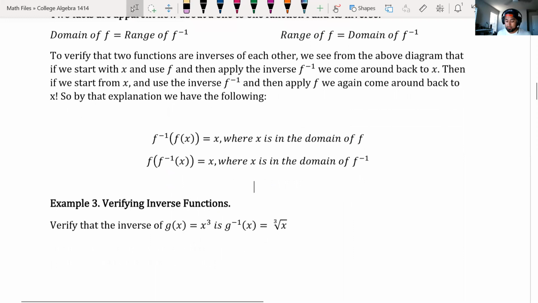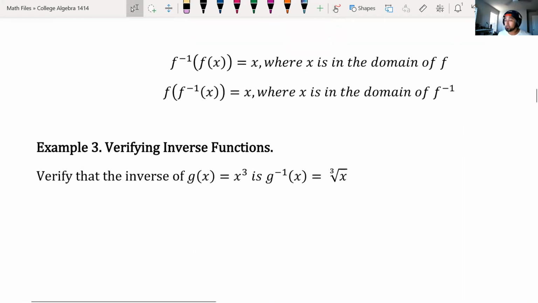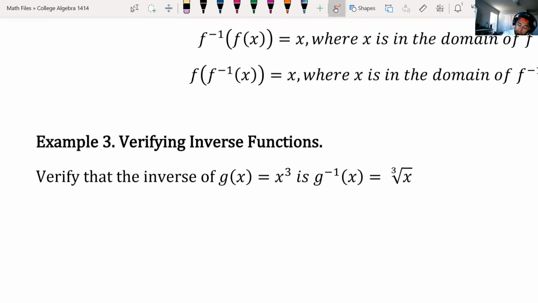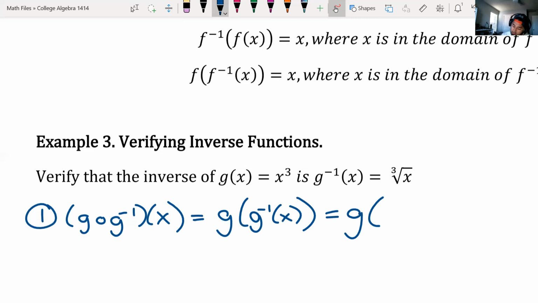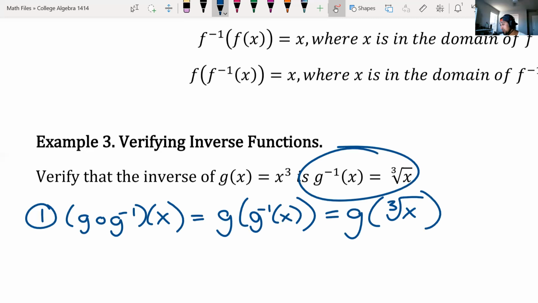Example 3, verify that these functions are inverses of each other. To do that, we'll compose them. We'll compose them the first way. We're going to say g composed with g inverse of x. This means I get g of g inverse of x, which will give me g of the cube root of x, because that's what the inverse of g is.